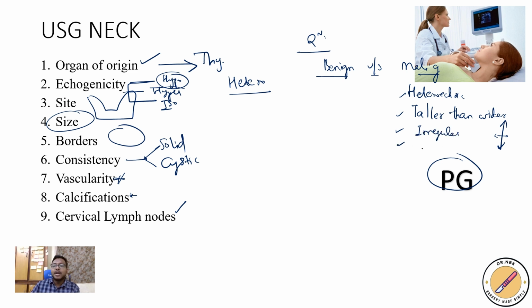Next is consistency. Usually, cystic consistency is more towards something like a benign condition. If it is a mixed variety or purely solid, it may be malignancy. Okay, right. Next is vascularity.